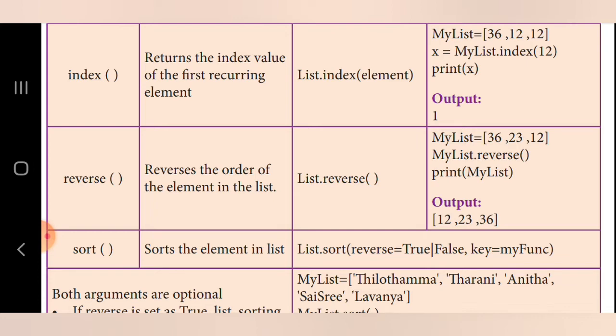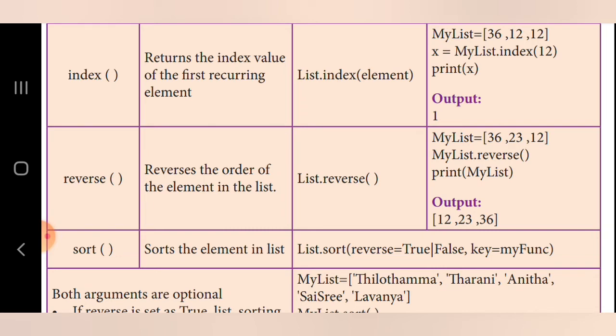So the sort function has two parameters. One is the reverse parameter, and the other is the key parameter. Both of these parameters are optional. If you want to specify them, you can give these parameters; otherwise you just omit them. When you want to arrange the elements in descending order, you just set reverse equal to True. By default, the elements are arranged in ascending order. If you give only list.sort() alone, then the elements are arranged in ascending order.